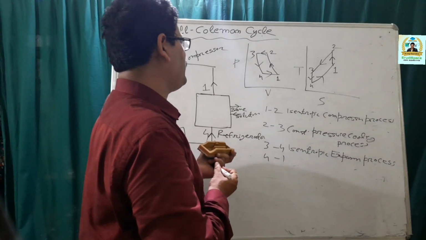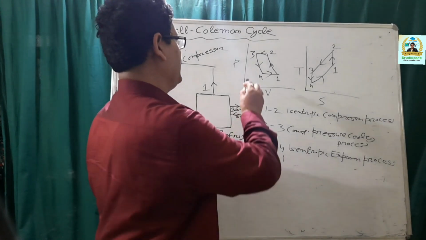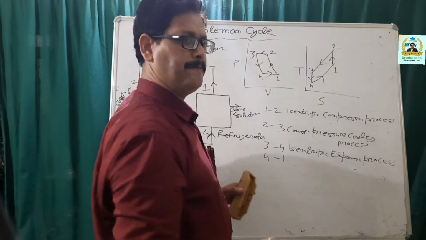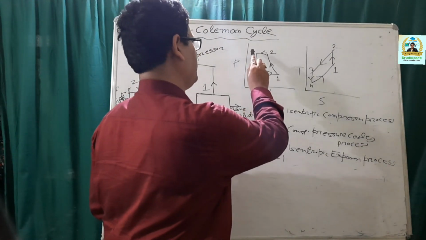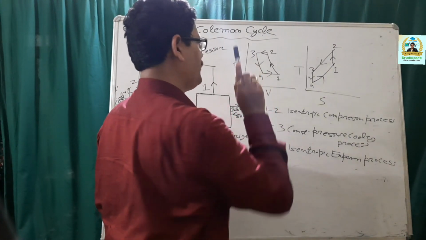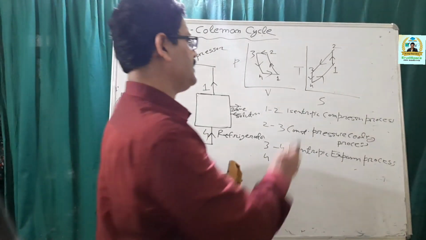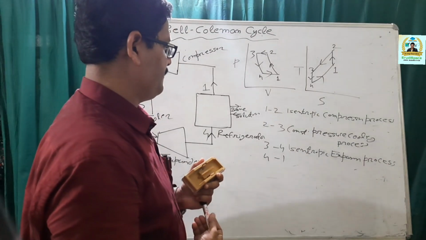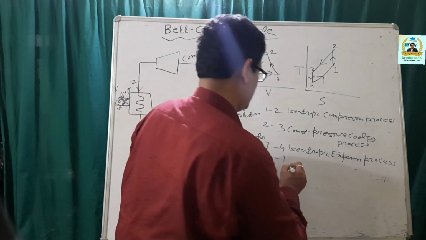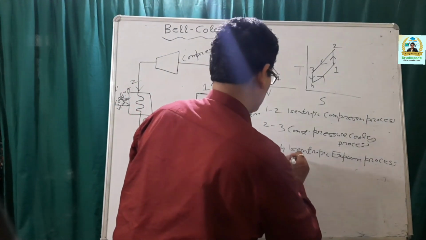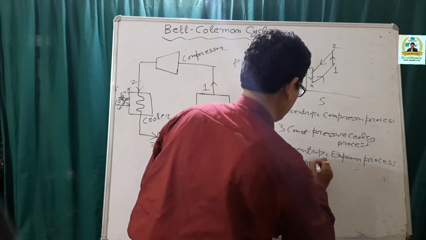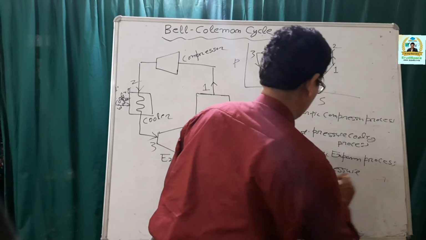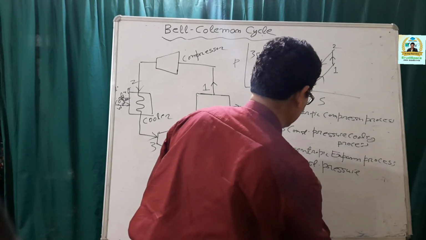So in 3-4, as you can see, the specific volume increases from V3 to V4. The pressure drops from P3 to P4, and the temperature drops from T3 to T4. The last one is your constant pressure heat absorption process.